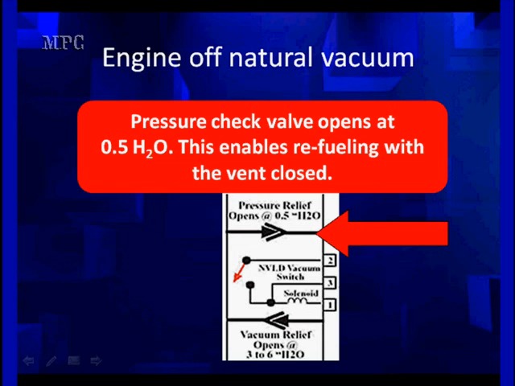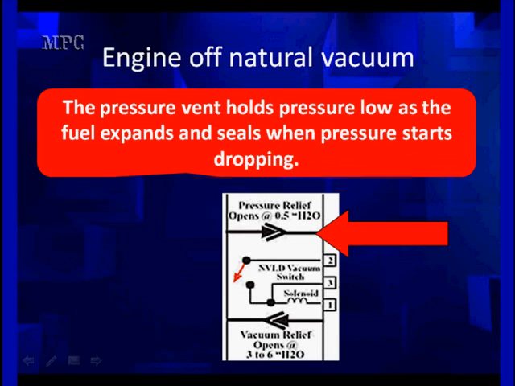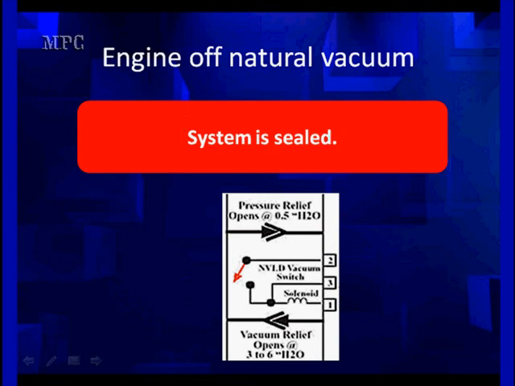So what this is going to do for us, anytime we have a pressure, this is going to vent it off and keep pressure at almost zero, just slightly below. It's going to keep pressure low, so it doesn't have to turn on and re-zero like GM does. This solenoid will re-zero for us automatically. The pressure vent holds pressure low as the fuel expands. It seals the system when pressure starts dropping. Let me say that again. It's going to relieve the pressure as the fuel expands, and then it seals back up when pressure starts dropping.